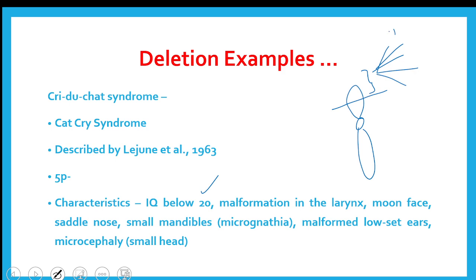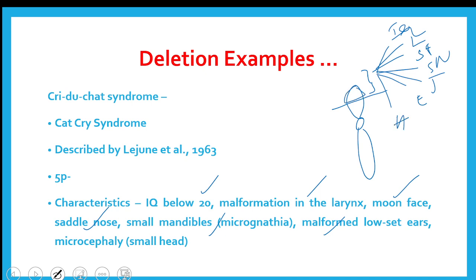First one, this is having a gene for IQ. Second one, this is a gene for larynx. Third one, there is a gene for shape of the face. There is a gene for shape of the nose, for jaws, for ears, and for the size of the head.